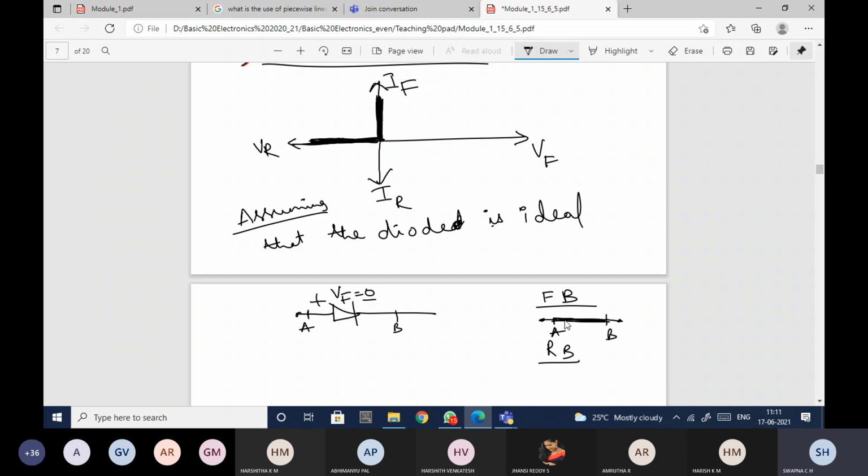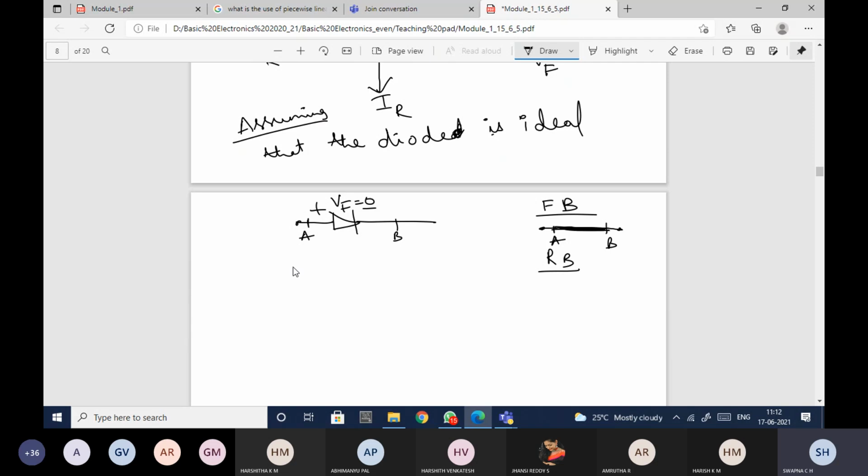I'll tell you one more thing here. If voltage is equal to 0, then you need to short it. If current is equal to 0, then you need to open it.